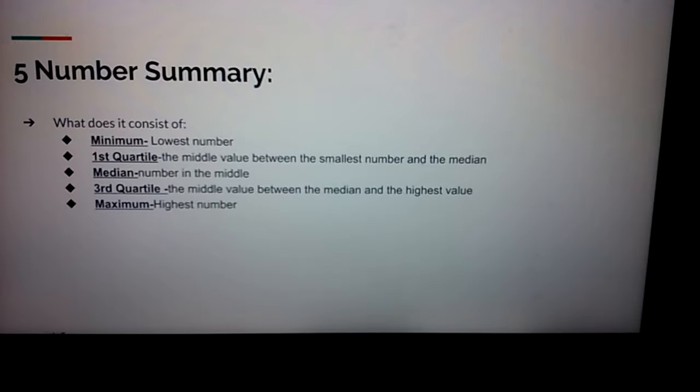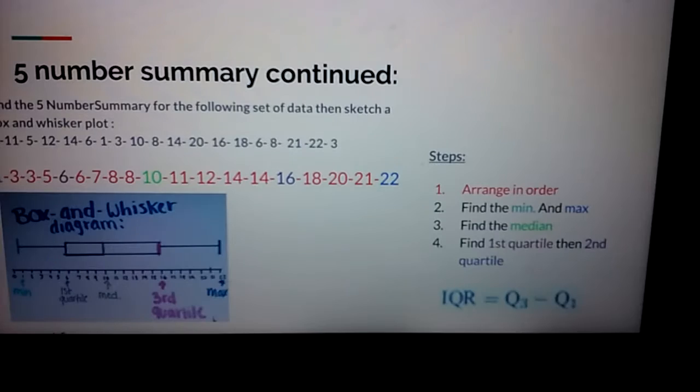So the 5-number summary, what does it consist of? It consists of a minimum, which is the lowest number, first quartile, which is the middle value between the smallest number and the median, a median, which is the number in the middle, third quartile, which is the middle value between the median and the highest value, and then a maximum, which is the highest number.